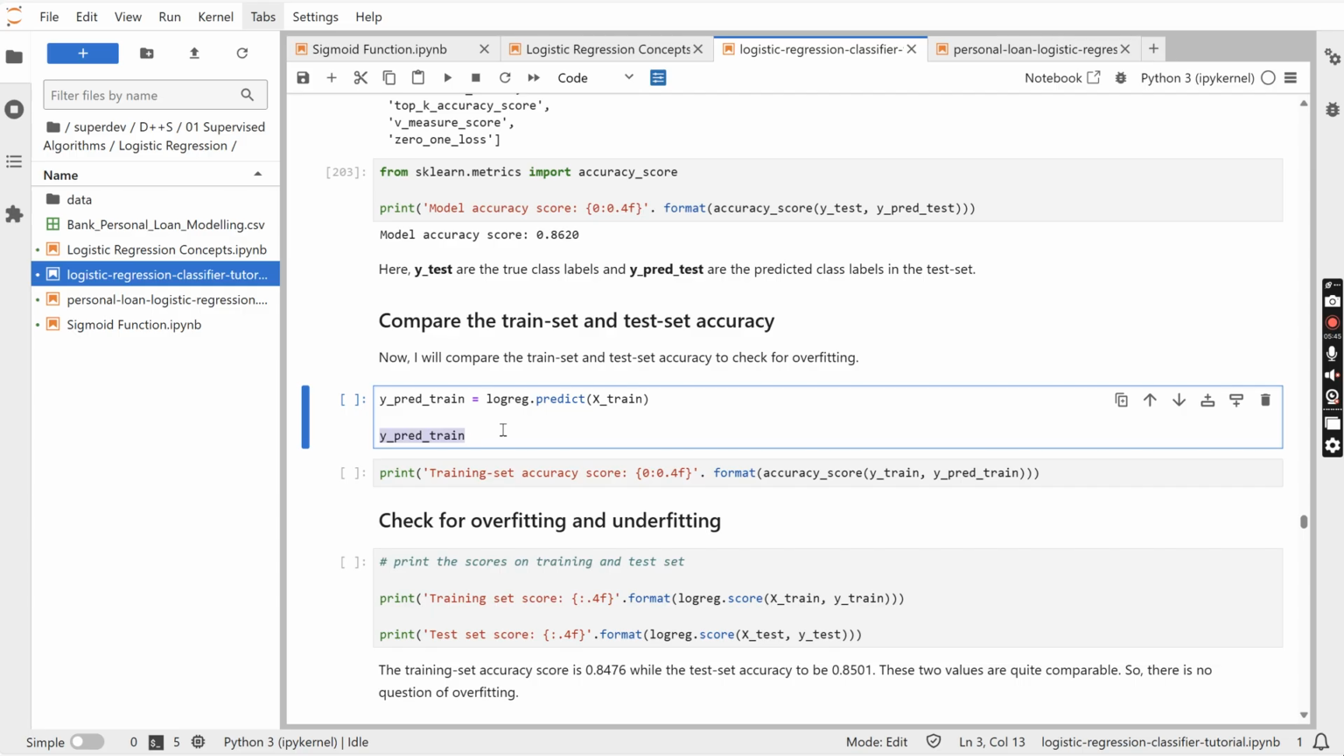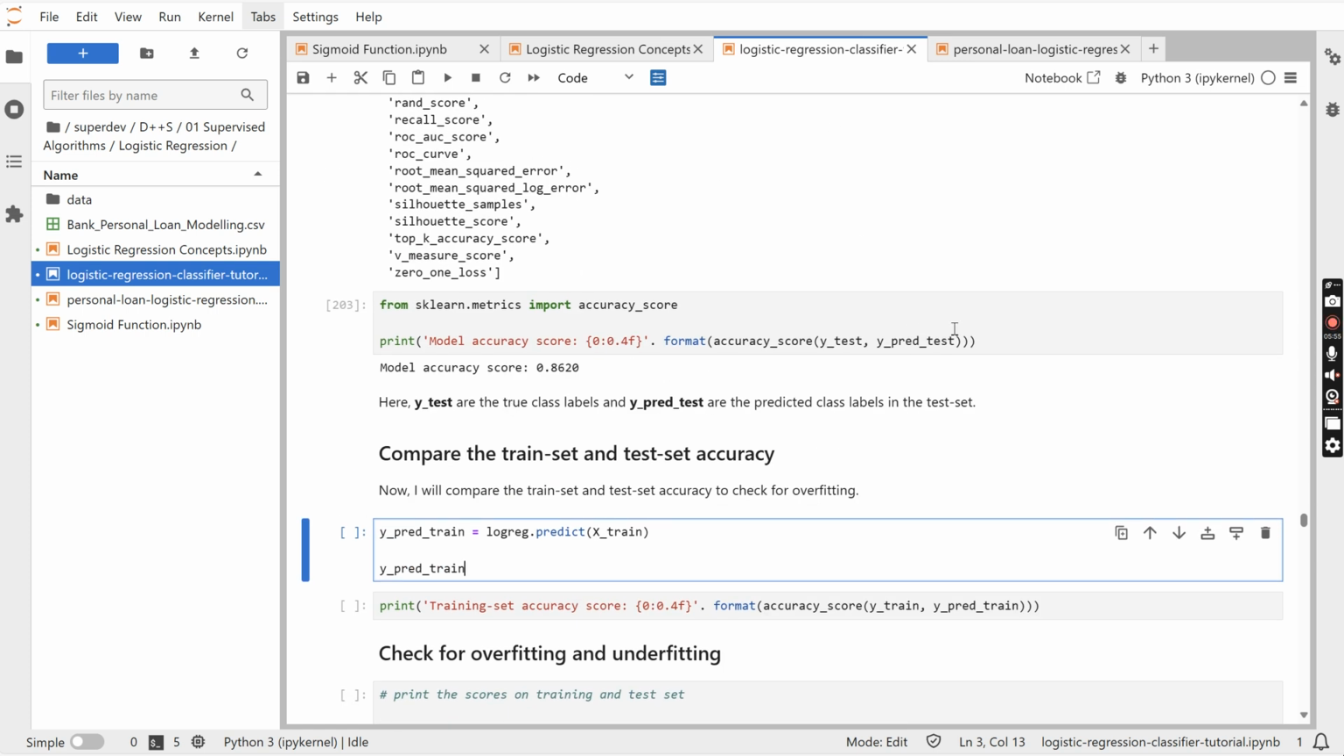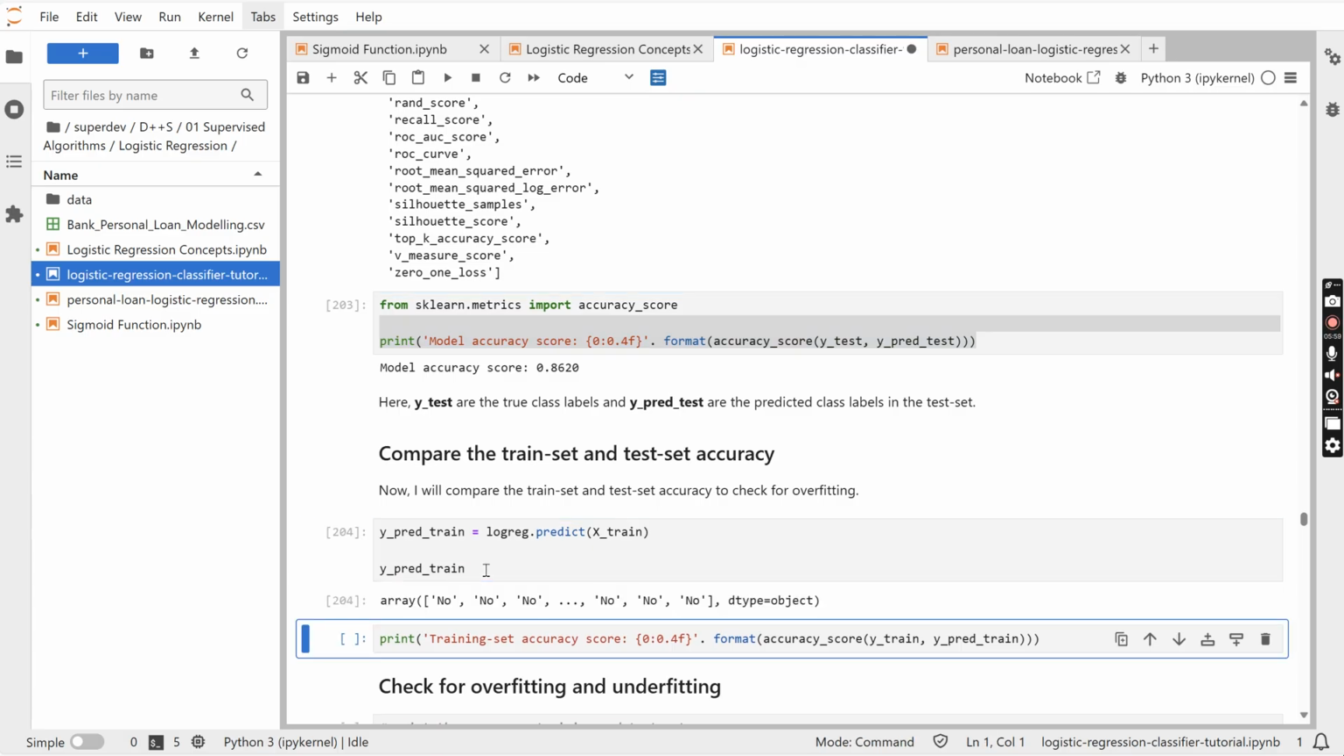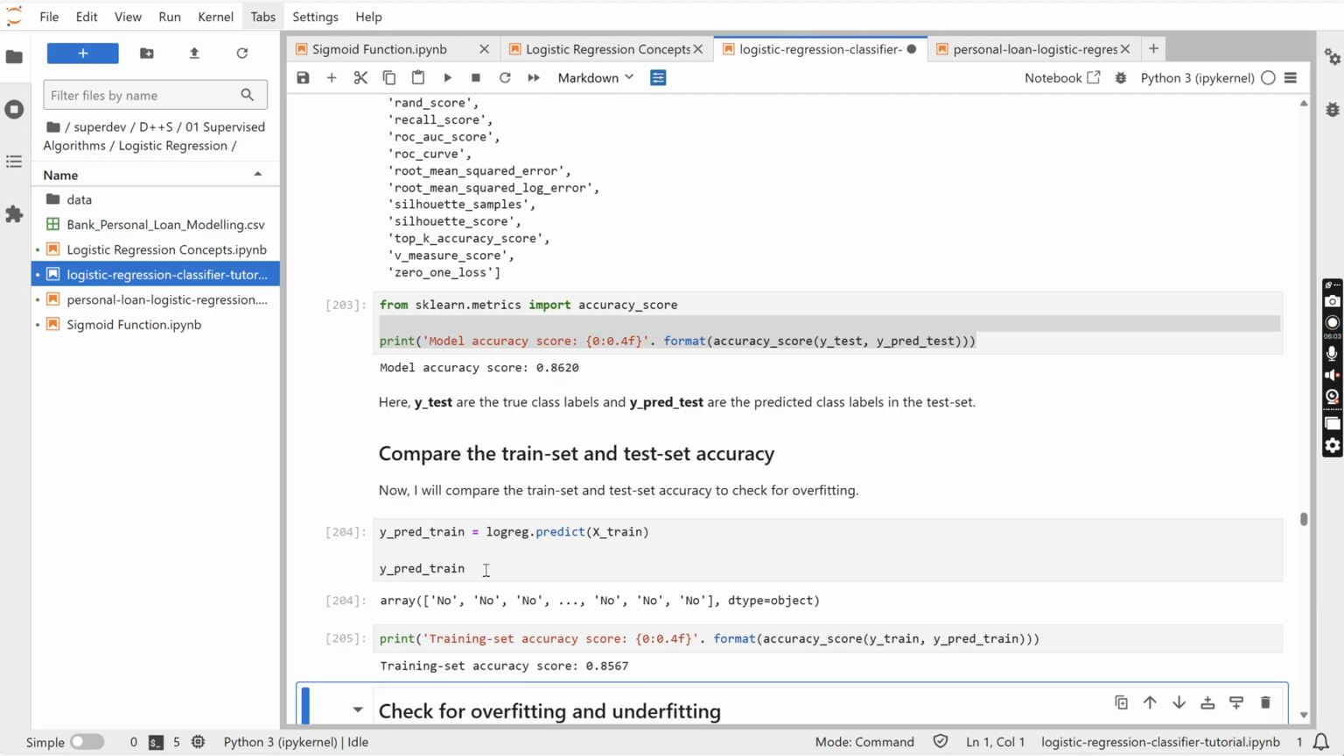The next point on accuracy: when you are using accuracy, let's just say you are working on a balanced data set, it is important to not only calculate the model accuracy, but also to calculate the training set accuracy versus testing set accuracy.